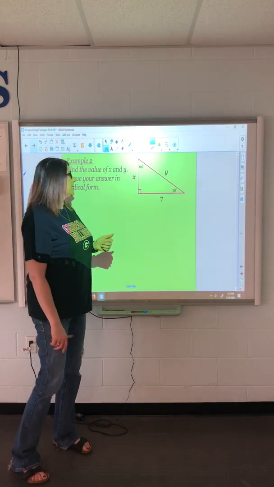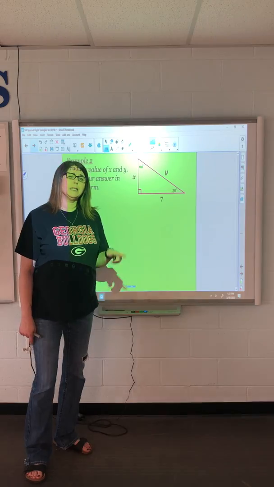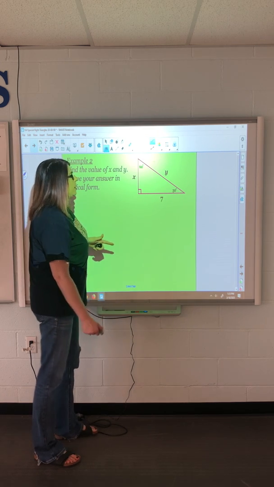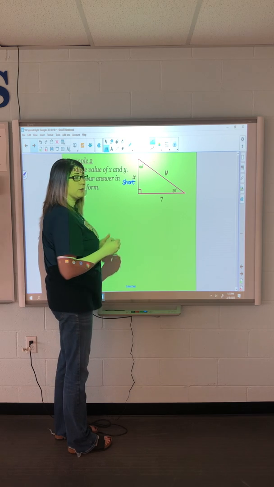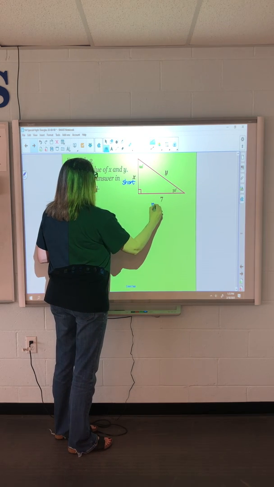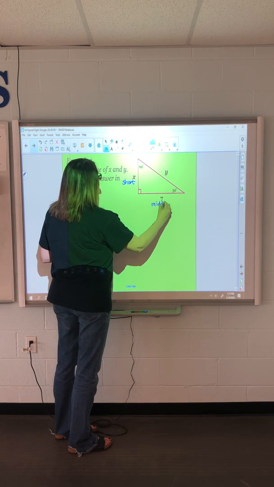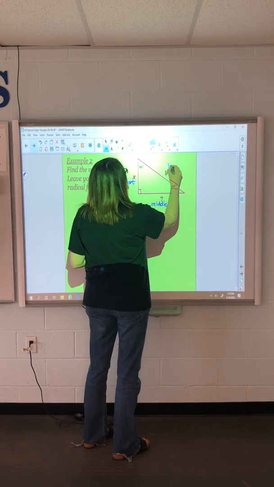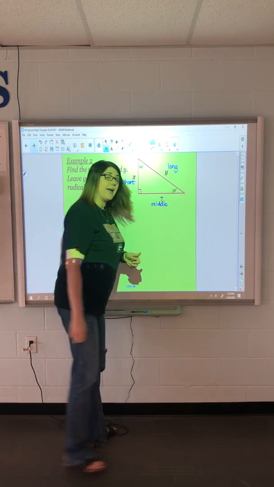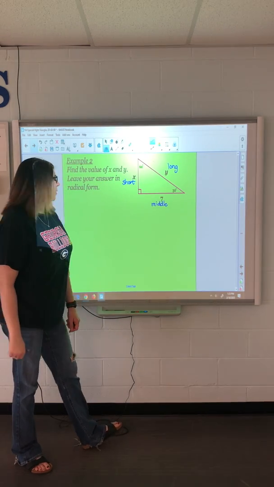All right, let's take a look at example 2. Example 2 is a little bit different. According to our picture, the short side is x. It's across from the 30-degree angle. The middle side is 7. It's across from the 60-degree angle. And the long side is y. It's across from the 90-degree angle.